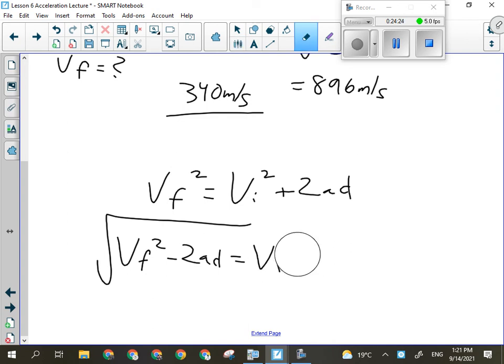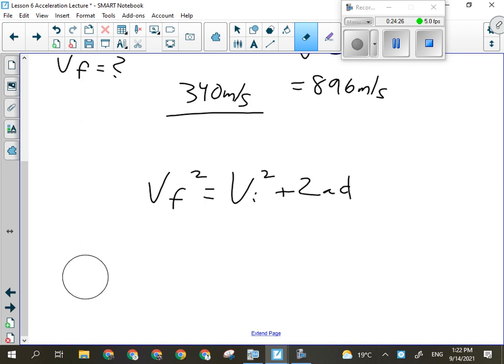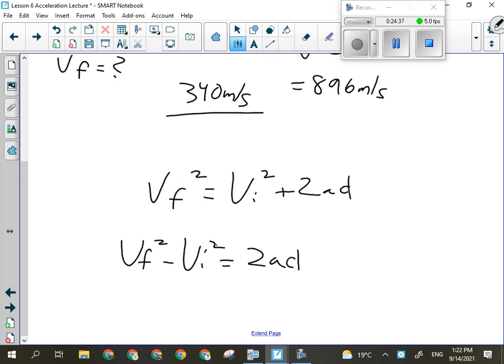If I want to solve for acceleration, I'm going to subtract VI squared, so I'll have VF squared minus VI squared equals 2AD. Then if I want to solve for either A or D, I just divide the other two parts over. If I'm solving for A, I divide both sides by 2D. If I'm solving for D, divide both sides by 2A. A little easier manipulation than that.